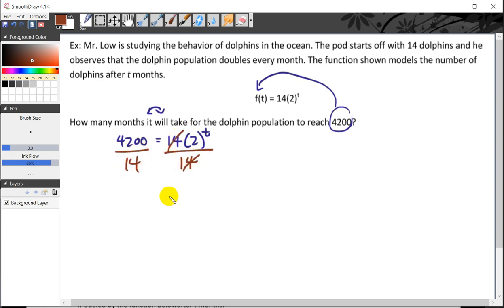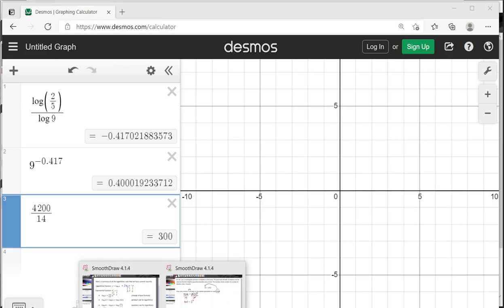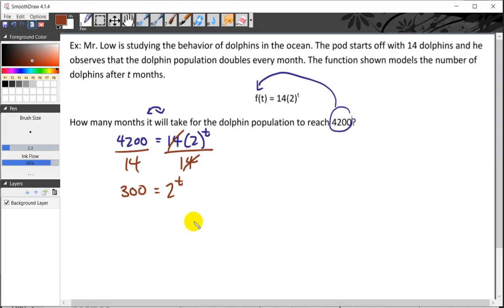So this cancels. If we actually go ahead and do 4,200 divided by 14, that's going to be 300, and this equals 2 raised to the power of t. Let me just do that to make sure. 4,200 divided by 14, okay, that's 300. Good.